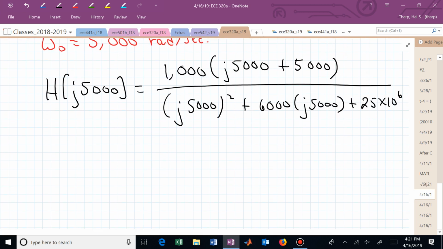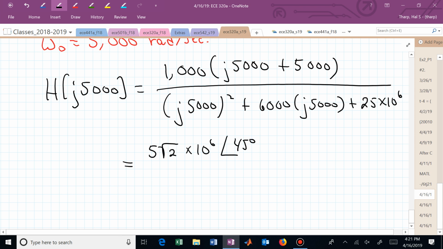Whoops. And some of these numbers actually clean up. We have 6 zeros in the product of the numerator. There's a 10 to the 6th. We have 5 plus j5. That has equal real and imaginary parts, so we have an angle of 45 degrees and a length that gets expanded by the square root of 2. The numerator now is 5 square root of 2 times 10 to the 6th at an angle of 45 degrees.